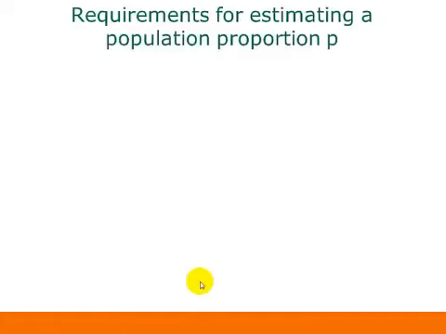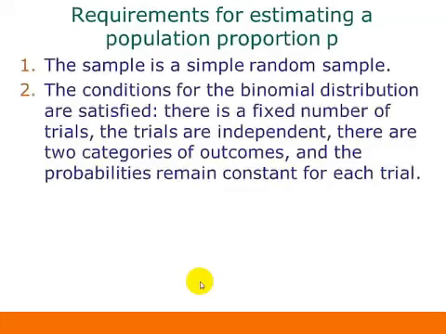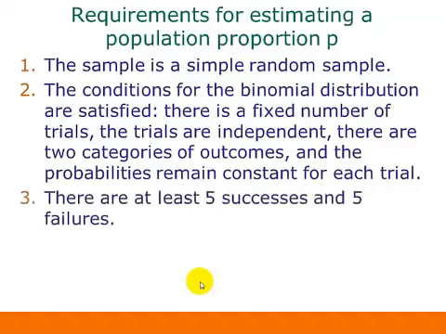So first, the requirements for estimating a population proportion P. First, the sample is a simple random sample. Second, the conditions for the binomial distribution are satisfied, which means there's a fixed number of trials, the trials are independent, there are 2 categories of outcomes, and the probabilities remain constant for each trial. Third requirement is that there need to be at least 5 successes and 5 failures in our sample.